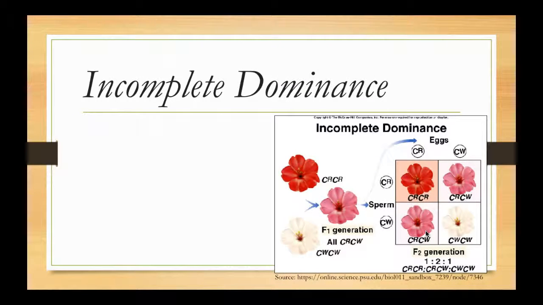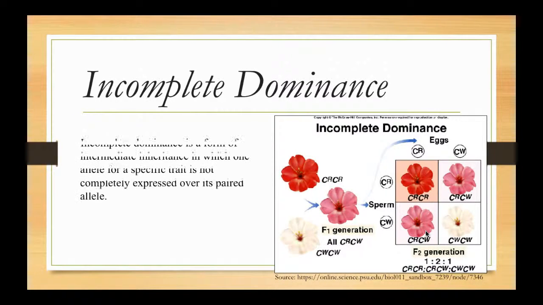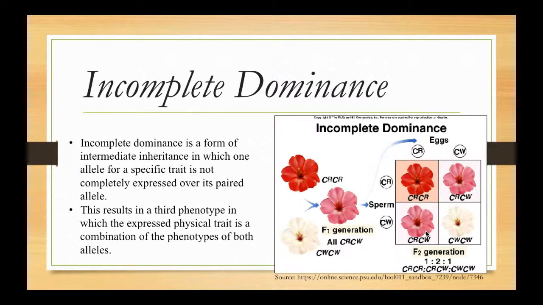Incomplete dominance, this is not a complete dominance. Incomplete dominance is a form of intermediate inheritance in which one allele for a specific trait is not completely expressed over its paired allele. So this results in a third phenotype in which the expressed physical trait is a combination of the phenotypes of both alleles. Like the example I have here, the red and white flower makes red and white, but also makes the intermediate color flower, which is pink.